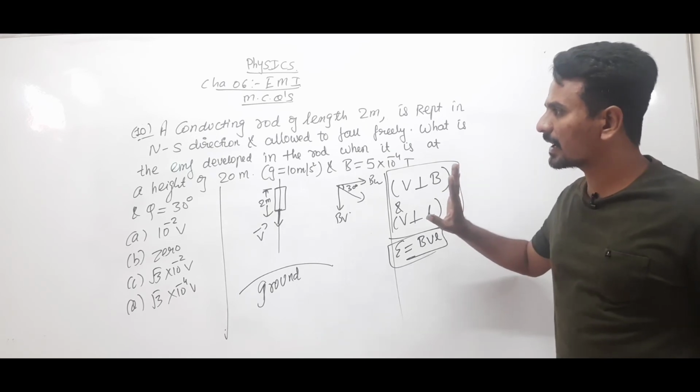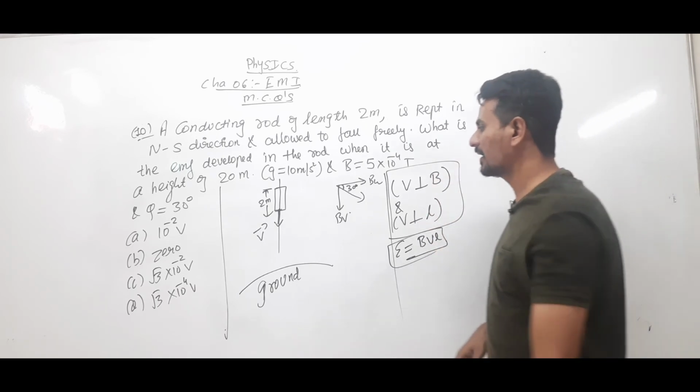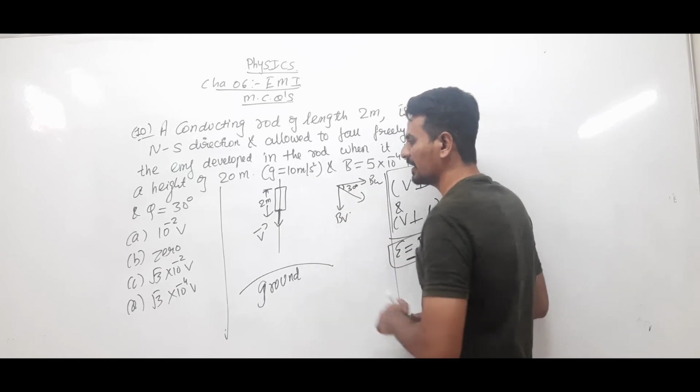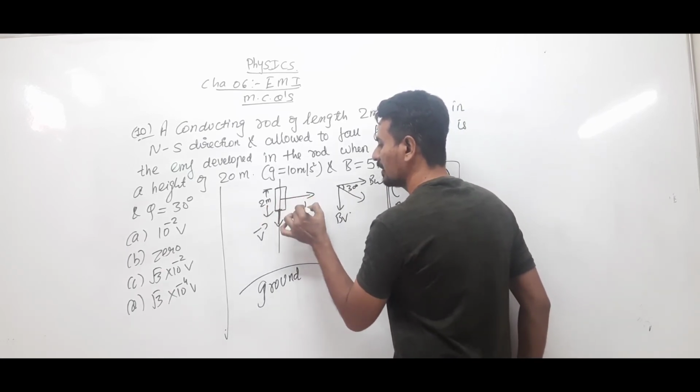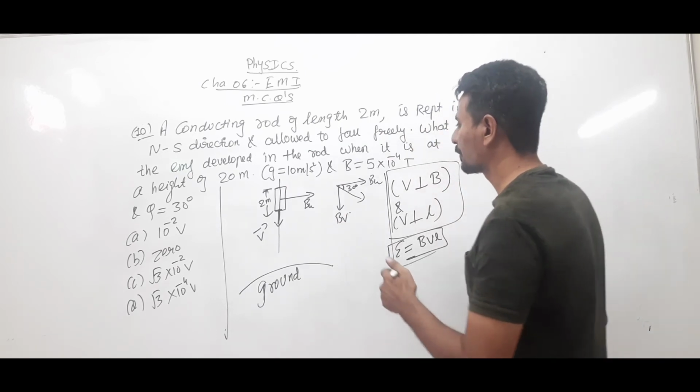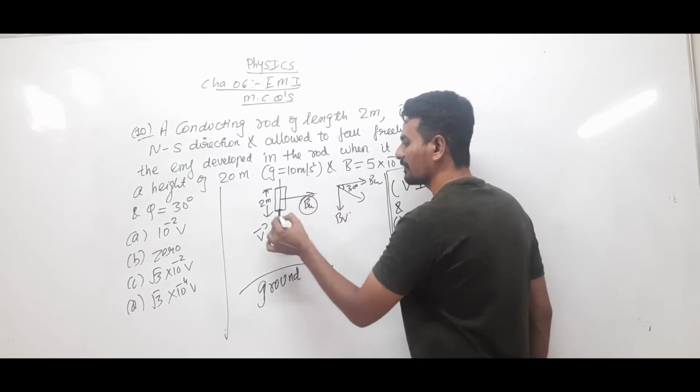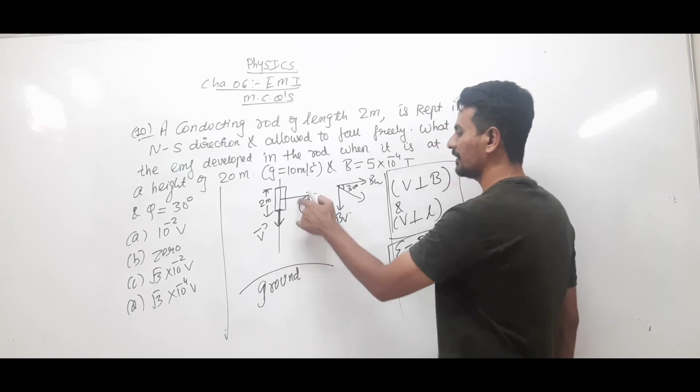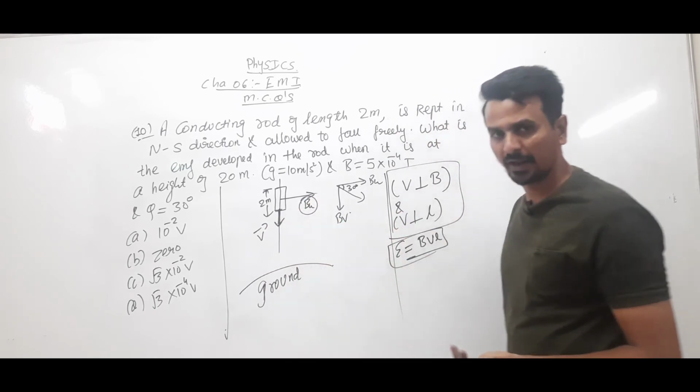Presently in our question, B of H, the horizontal component, is in this direction, and velocity is in this direction. So V is perpendicular to B of H, that is okay.